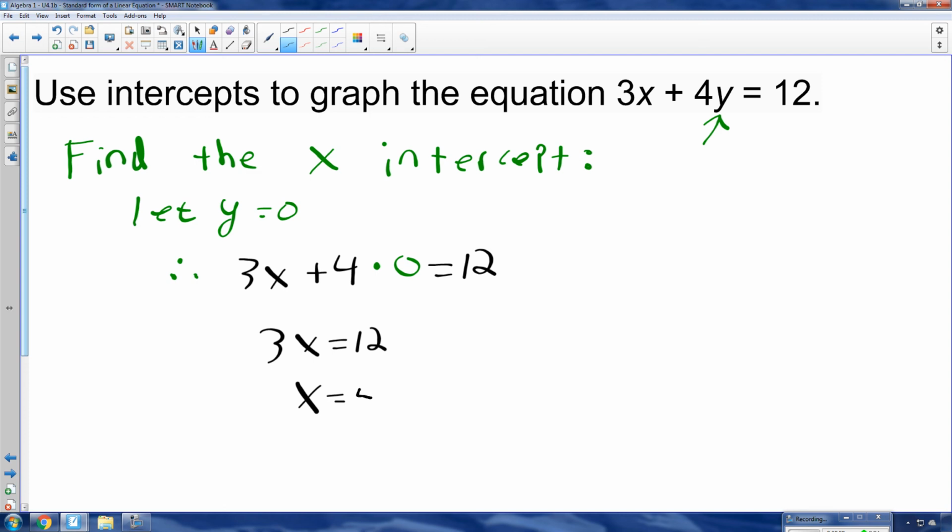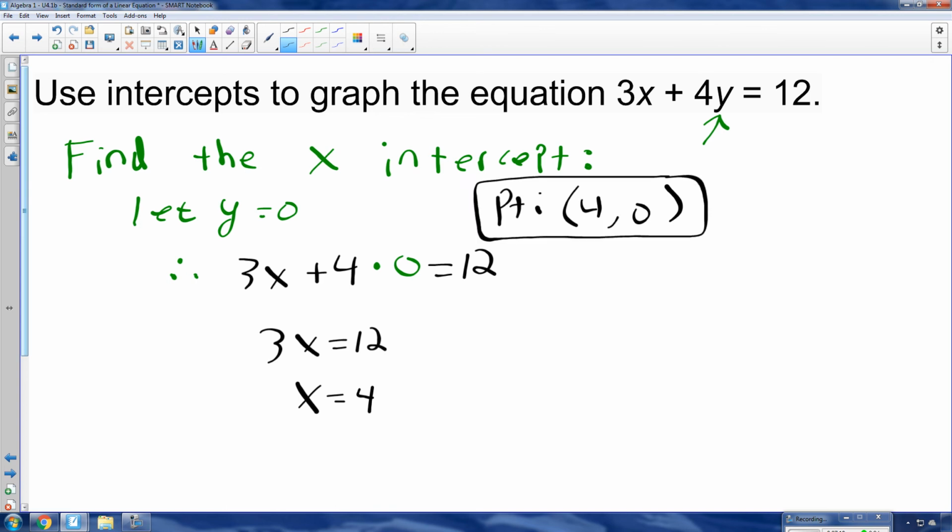So what is the actual x-intercept? It's a point. It's always a point. So the point where the x-intercept is happening is what? What's the x value? 4. And what's the y value? 0. That is the x-intercept. We've now found the x-intercept. Okay? So hopefully that's making some sense.